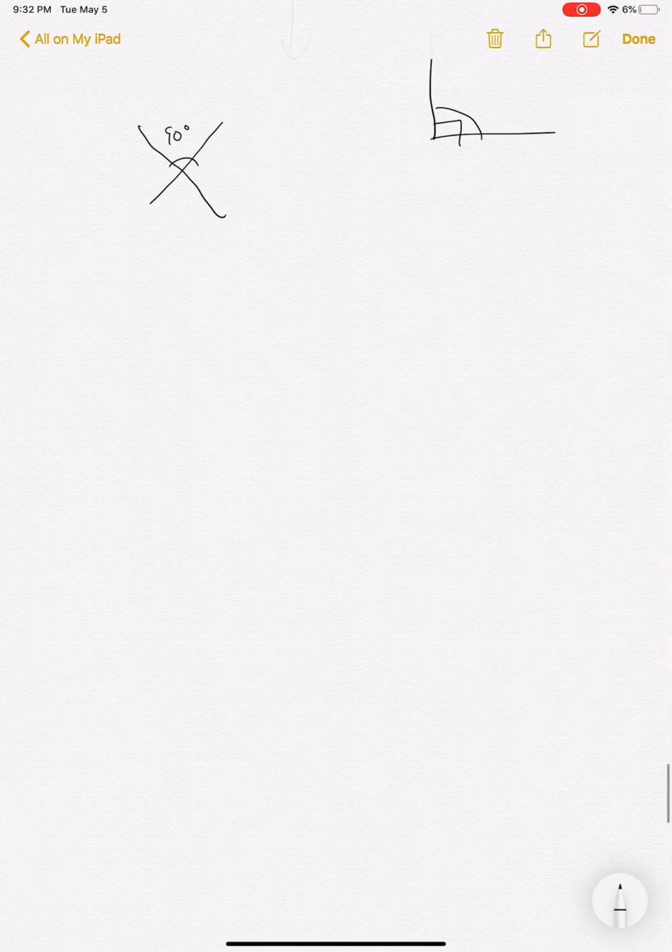So if you've got two lines like this, these do not equal 90 degrees. None of these angles do. So therefore, they're not perpendicular lines. So that's basically it. That's really what you have to know for this: perpendicular lines equal 90 degrees. There's a 90-degree angle somewhere in those line intersects.